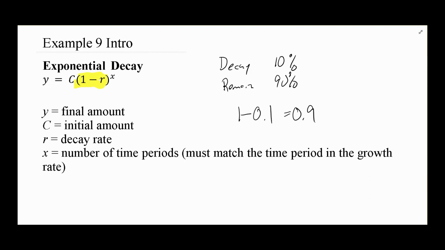We still have a c value as your initial amount. We have the percent that we're decaying that we're going to use as a rate, so we use a decimal. And we've got the number of time periods, and again, the time periods need to match with the rate, that if it's an annual rate, then the x needs to be in years, or whatever the case might be.